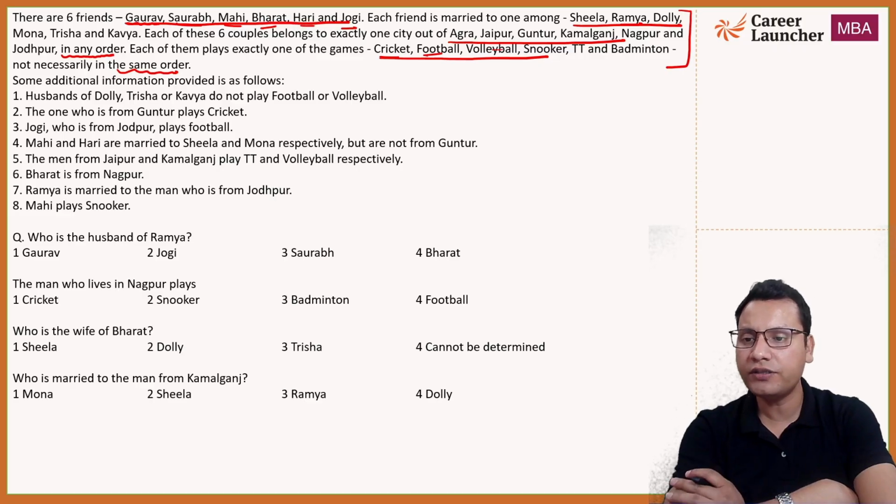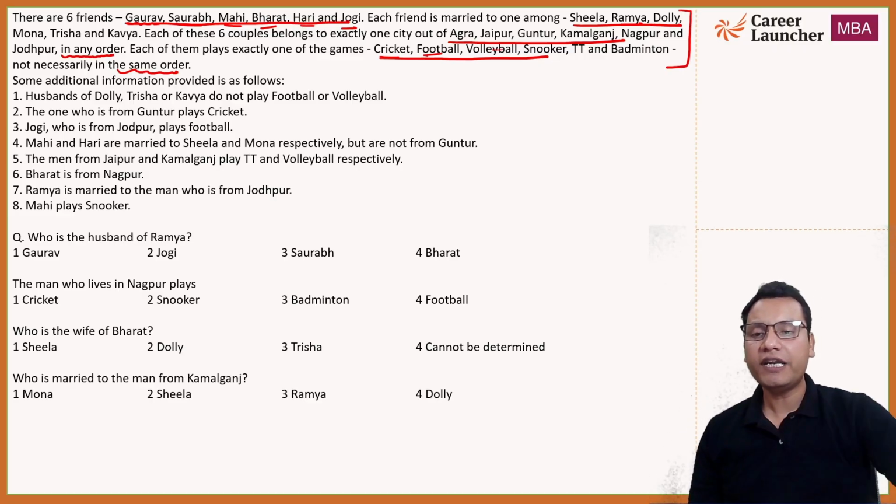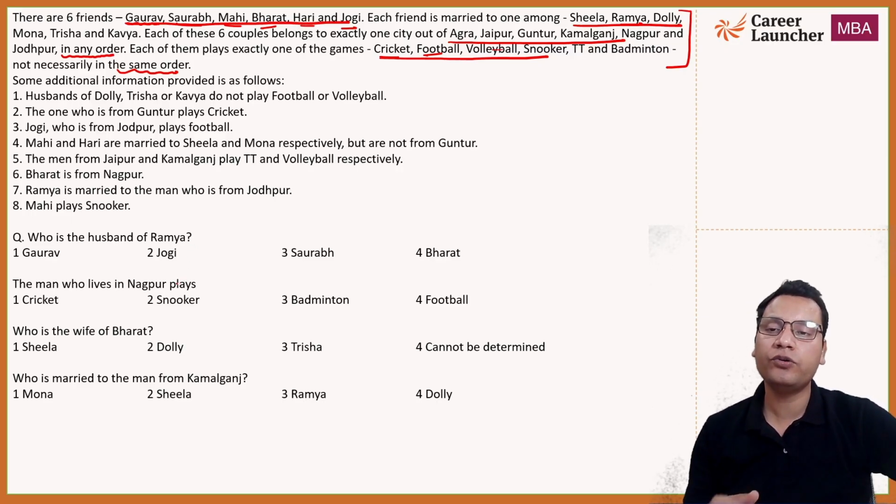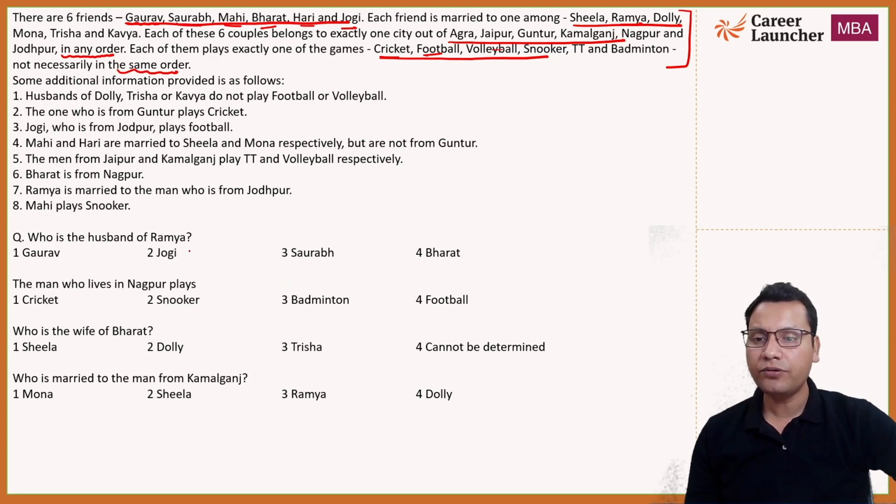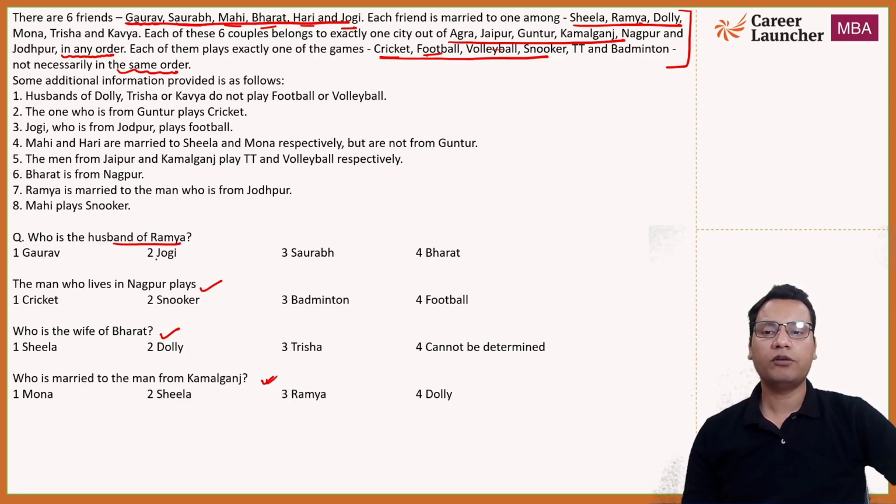Now quickly look at the questions. In my recommendation, you need to read the questions as well as the options before you try to solve the sets, because reading questions and options helps you determine the level of difficulty of any set. So let's quickly look at the questions. The first question is, who is the husband of Ramya? The moment you are done with the set, you'll be able to mark very straightforward questions like this. The second question is, the man who lives in Nagpur plays which game? Then, who is the wife of Bharat? And lastly, who is married to... So all four questions are very straightforward. Once you are done with the set, you will be able to solve all four questions.